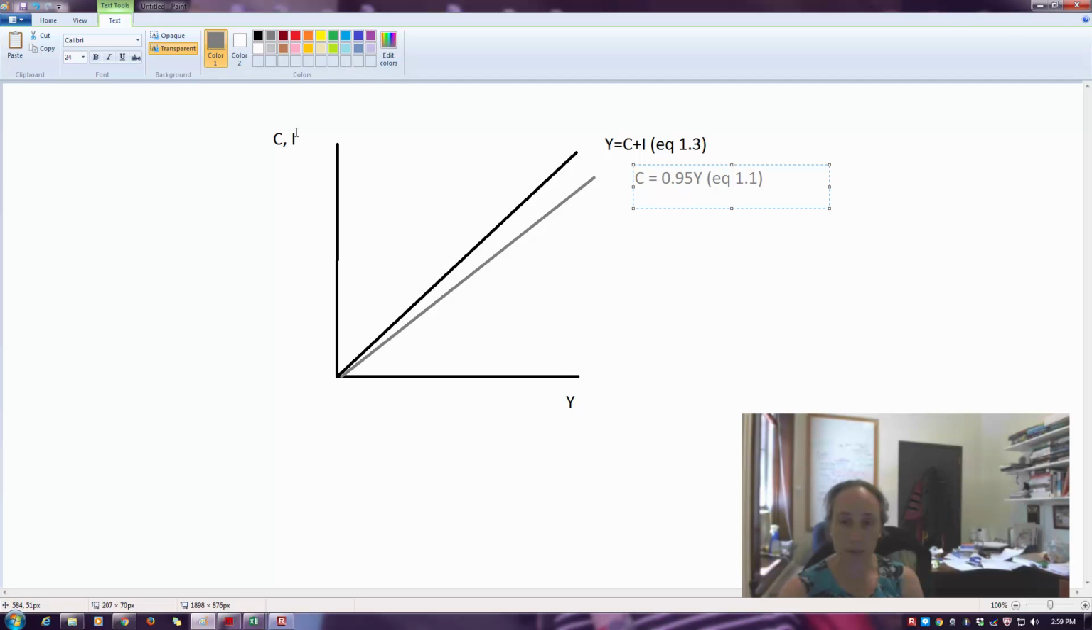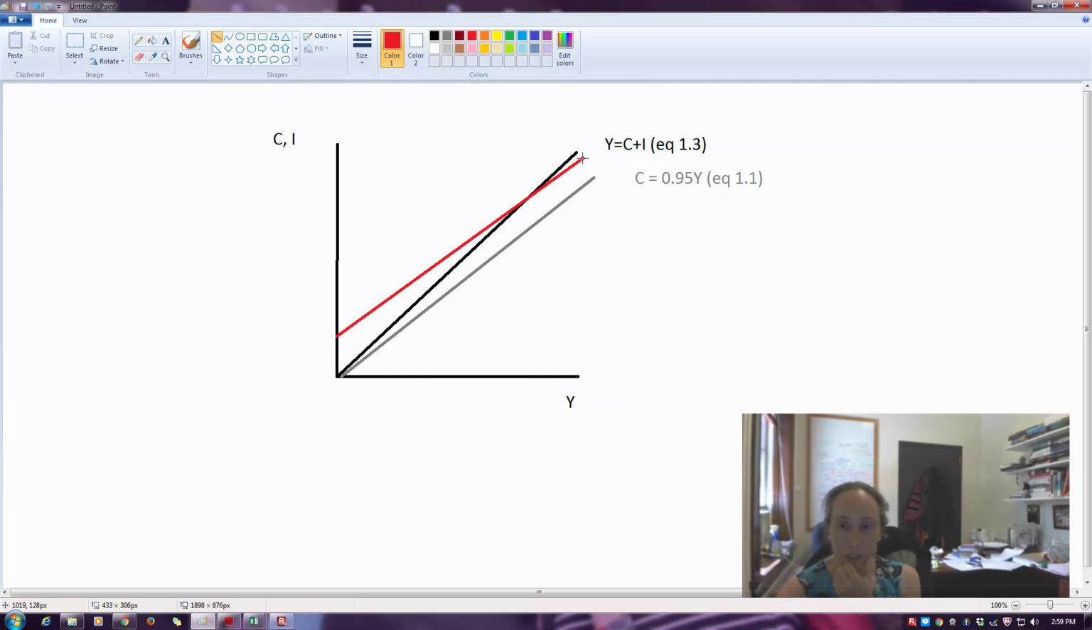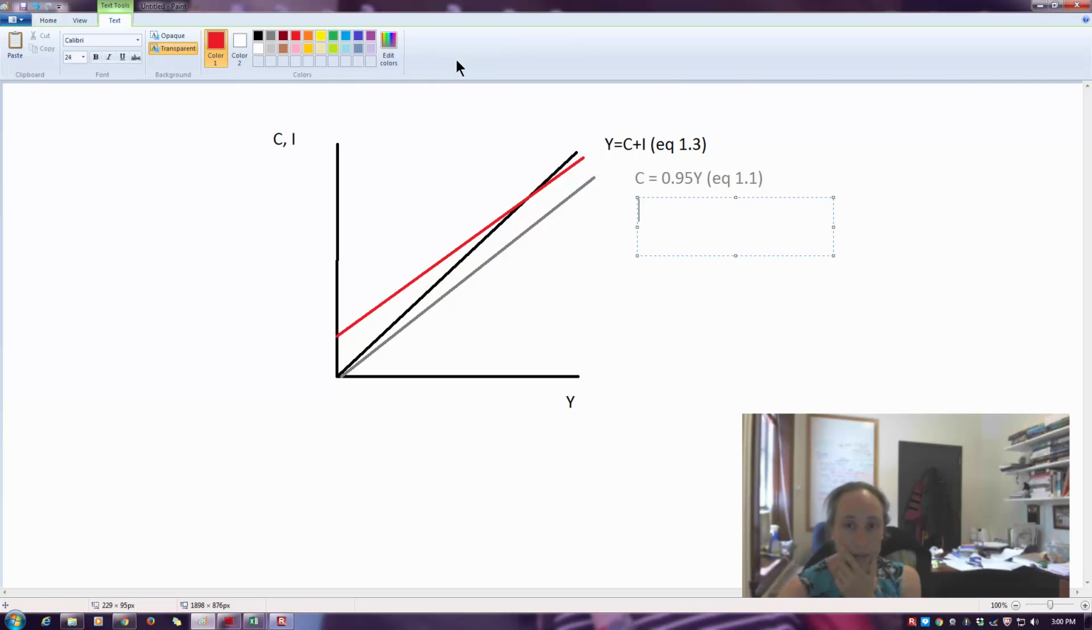Now we add investment. We knew that ultimately your consumption is only a part of your GDP, that savings is reinvested in the financial system and turns into investment. So we're going to add investment, and investment's going to be a shift here. The red line and the gray line should be parallel, so the red line has the same slope as the other line, okay?